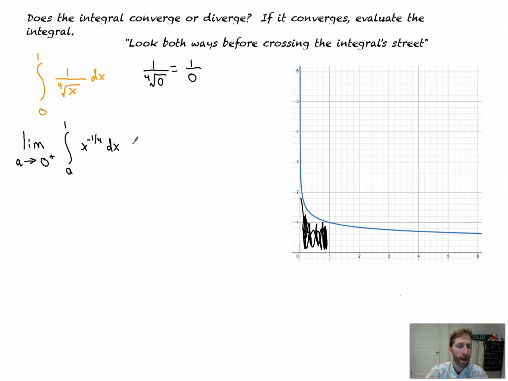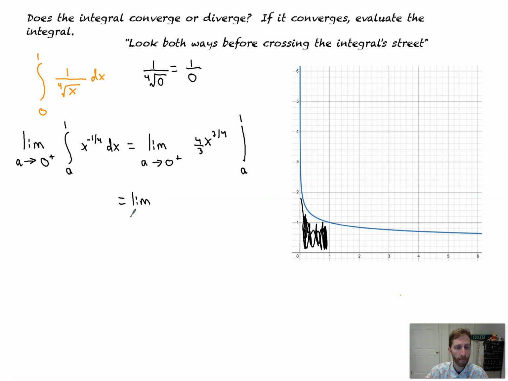Okay, so now we're going to just integrate this like normal. We'll get the limit as a goes to 0 from the right, we add 1. That's not so bad. The integration's very easy. x to the 3/4, and then we divide by that, we get 4/3 evaluated from a to 1. Okay, so let's go ahead and evaluate that.